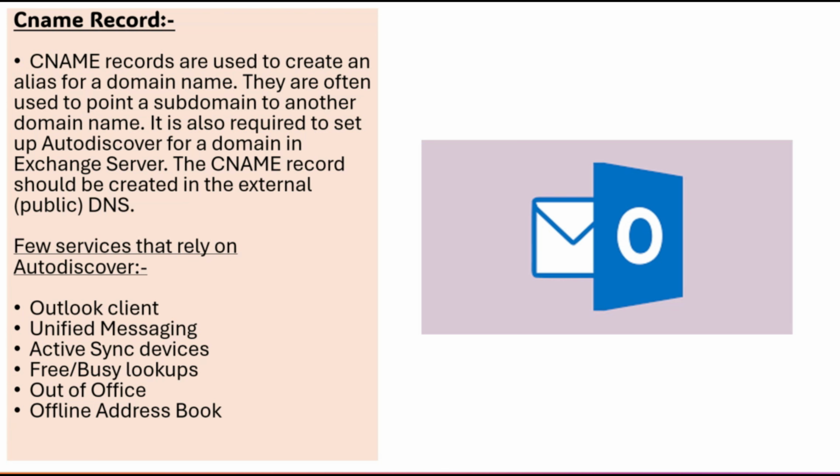So the Outlook client leverages the autodiscover process to fetch the connection string for the account that is required to be added in Outlook and automatically configures it. It also helps with unified messaging and ActiveSync devices and is responsible for viewing free/busy information, setting up out of office, and downloading the offline address book in the Outlook application.